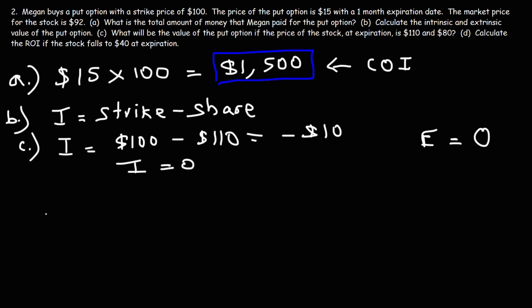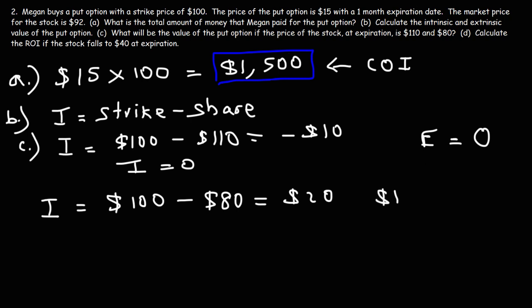Now let's move on to the second part of part C. That is, if the share price goes down to 80. So the intrinsic value is going to be the strike price minus the share price. So it's going to be worth $20. So thus Megan will realize a modest gain. She bought the contract for $15 and she can now sell it for $20.